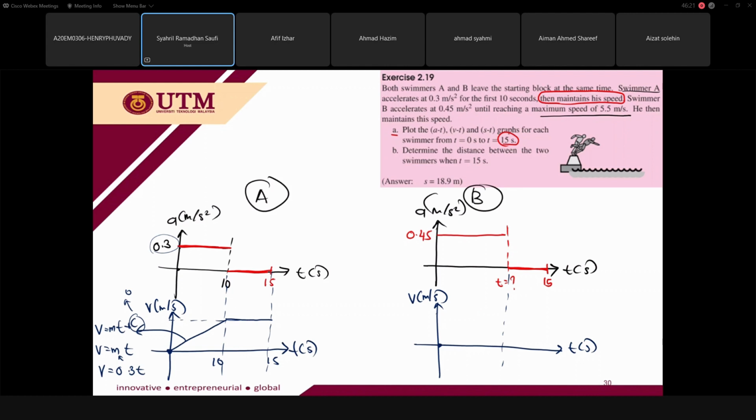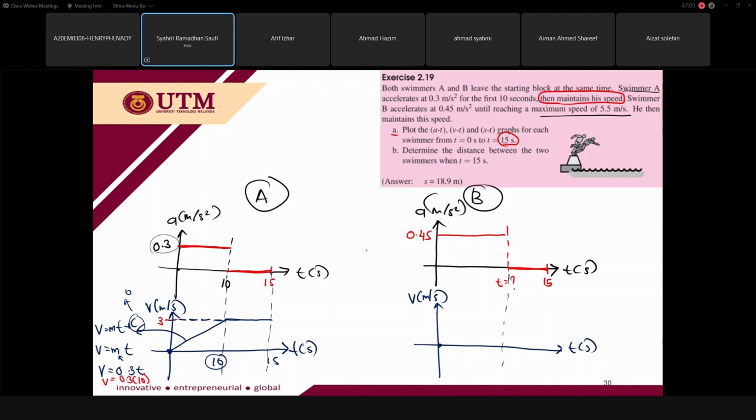Okay, so now you can determine what the velocity would be here. The velocity here at time equal to 10 is v equals 0.3 times 10. So v equals 0.3 times 10 seconds, then you will get 3 meter per second for the velocity here. So this is the v against t graph for swimmer A.